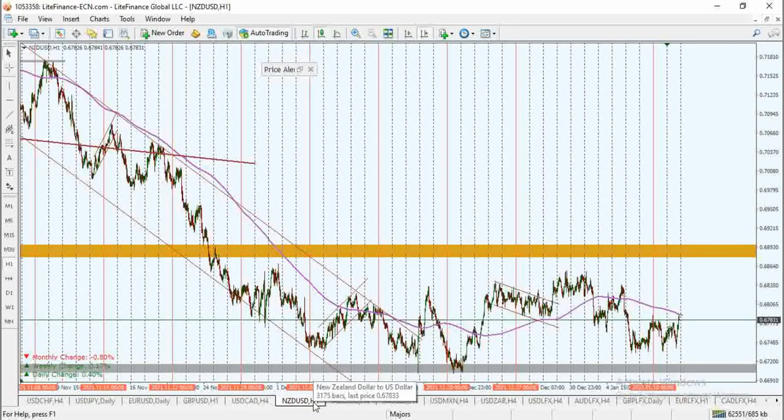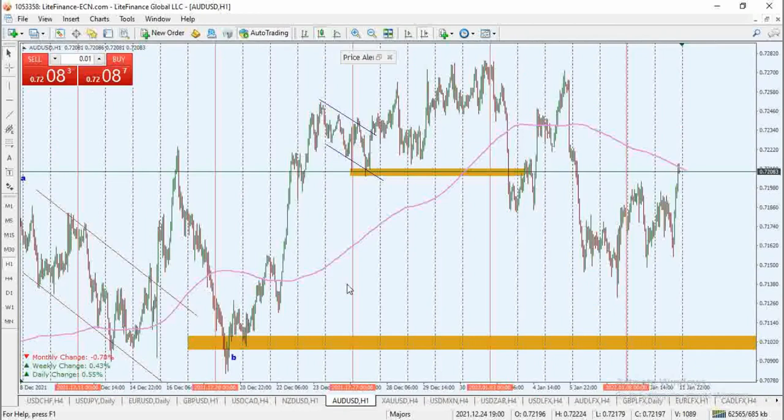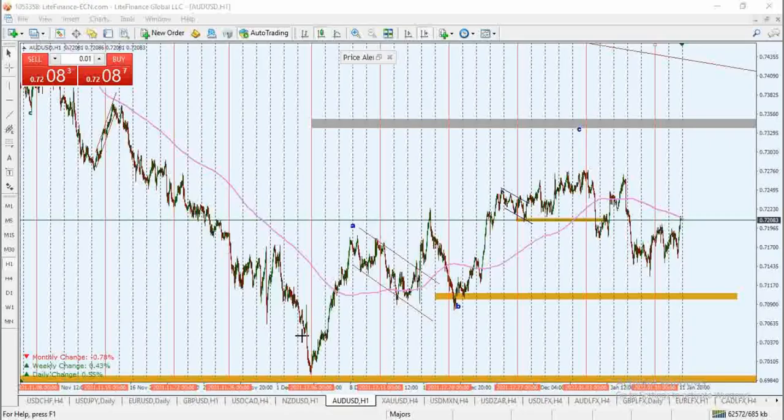NZDUSD, this looks absurd. It's not good for a trade. Okay, AUDUSD. Let's look at this one here because we've talked about this one before in the group, and also let me just put up a little light here. For those of you, this is also similar to that setup we looked at with the very first pair we looked at in this video.